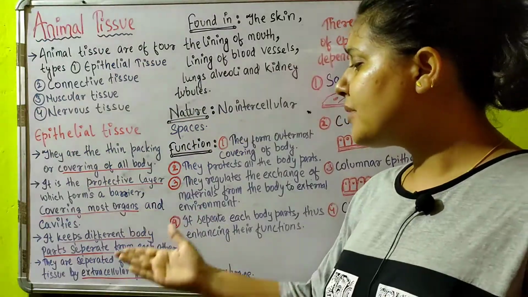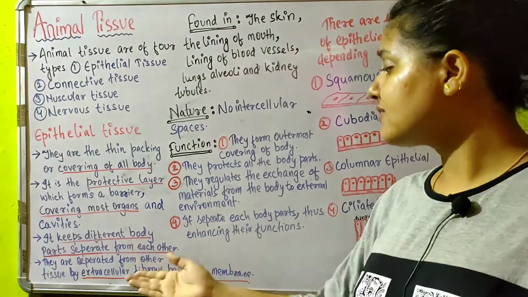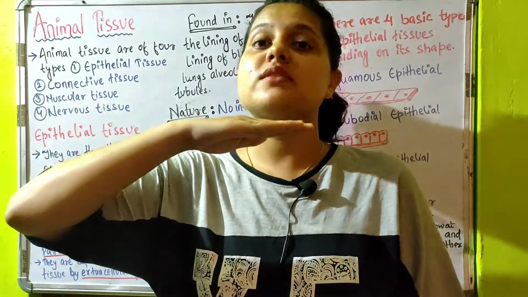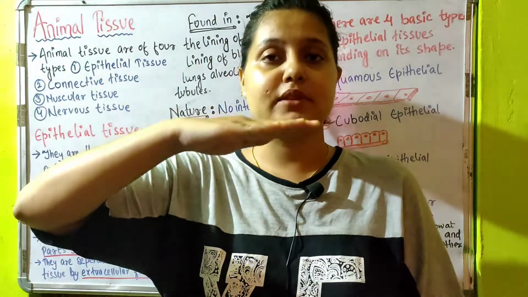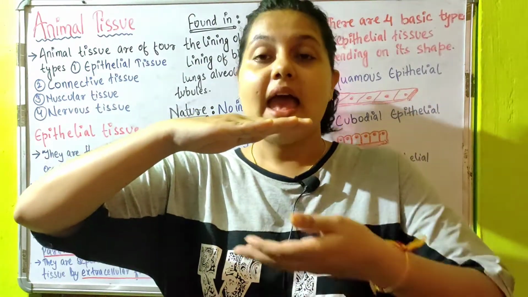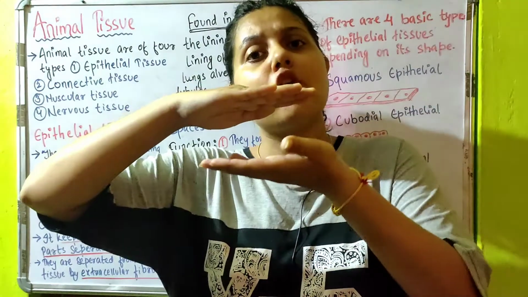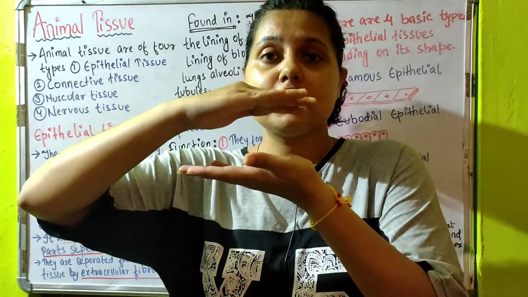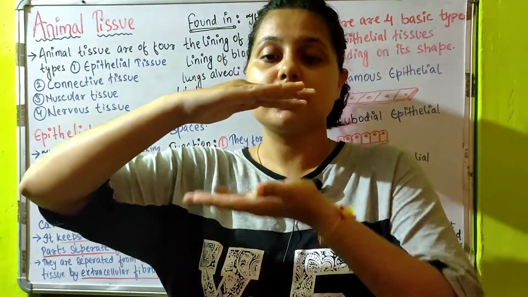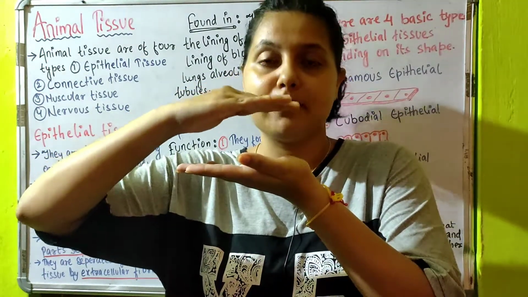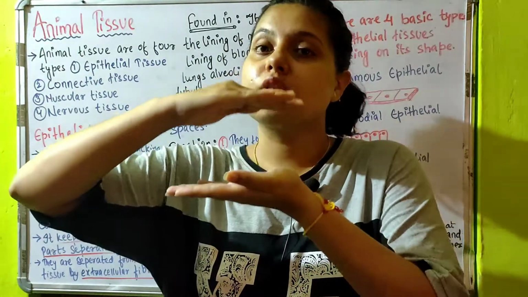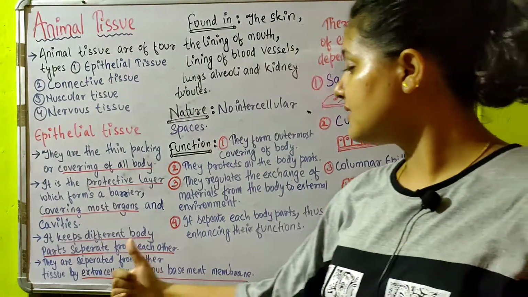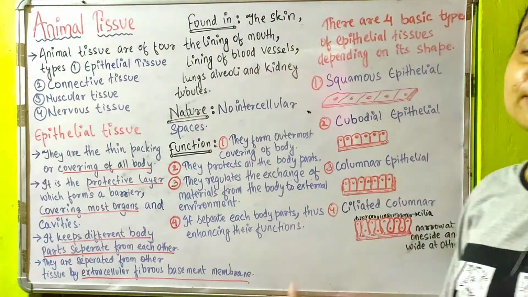They are separated from other tissue by an extracellular fibrous basement membrane. We have epithelial tissue as the outer covering, and this is epithelial tissue, think of it like that. Inside the epithelial tissue there are organs of our body, right? Now see, between epithelial tissue and other body parts there is a basement membrane which is separating both of them. And this is the name of the basement membrane: extracellular fibrous basement membrane.